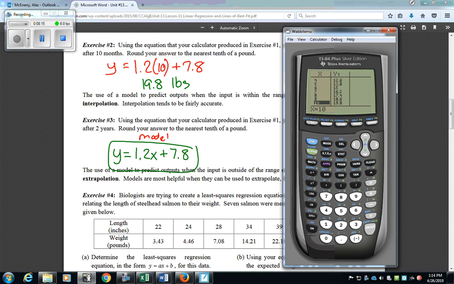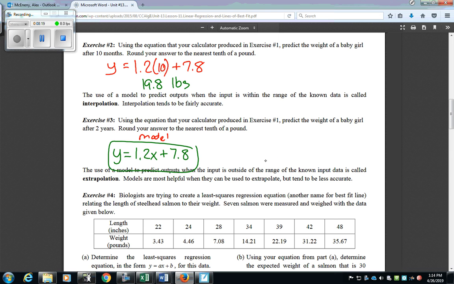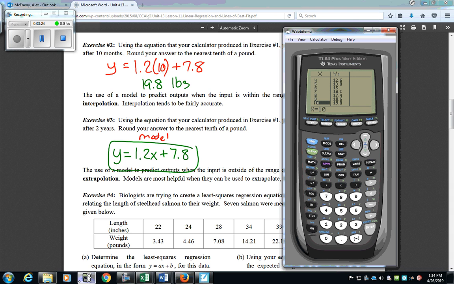Now, if we're doing exercise 3, this one asks us to find the weight after 2 years. So if you go past 10, 2 years would be 24 months. Well, based on this, it looks like our answer would be 36.6 pounds for a 2-year-old on average.